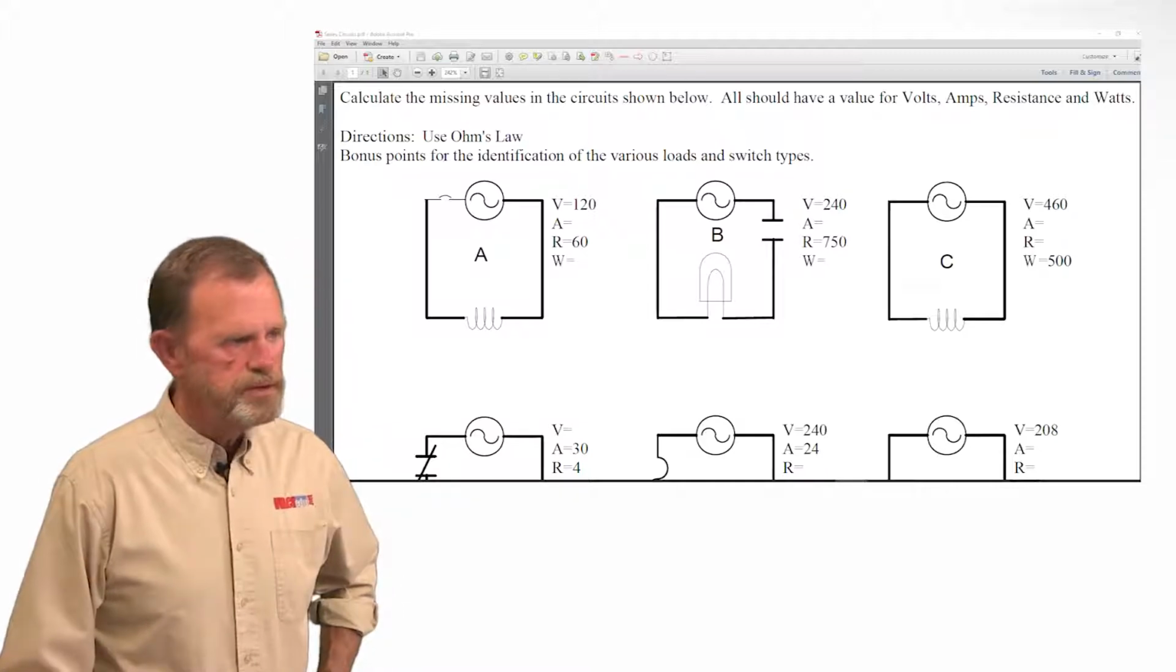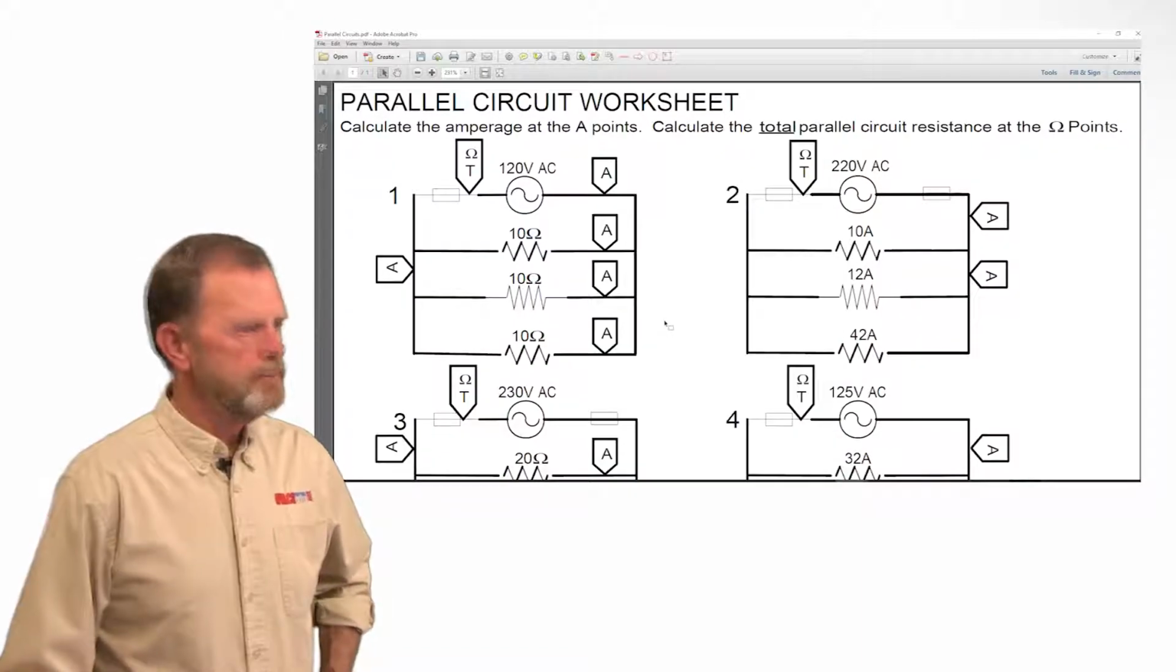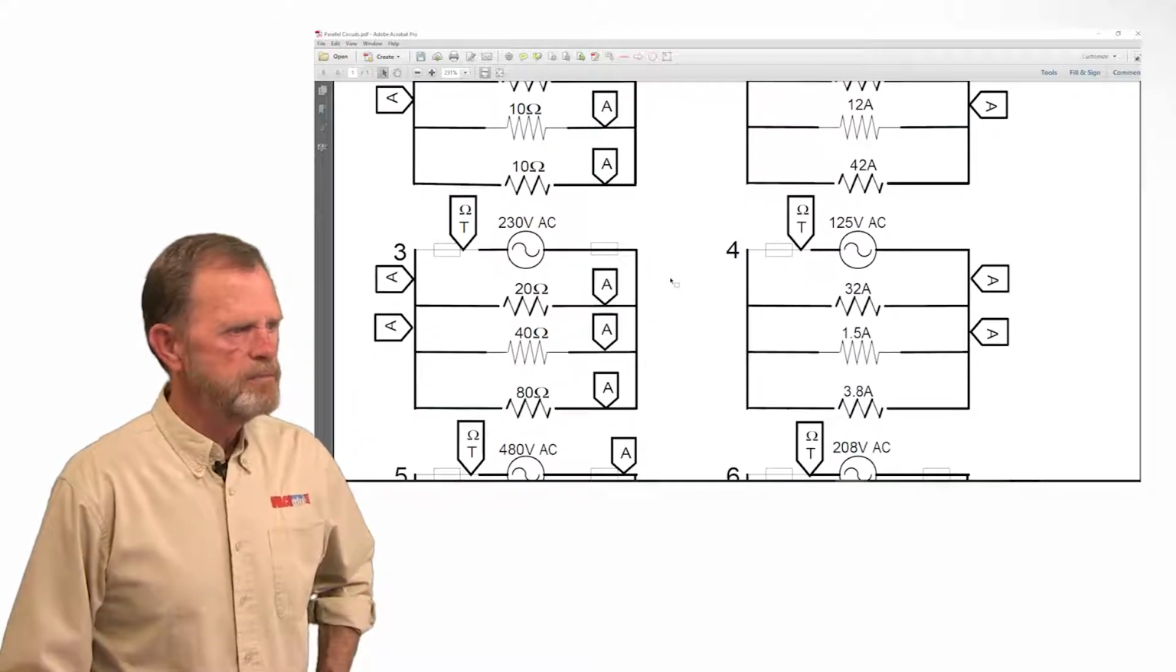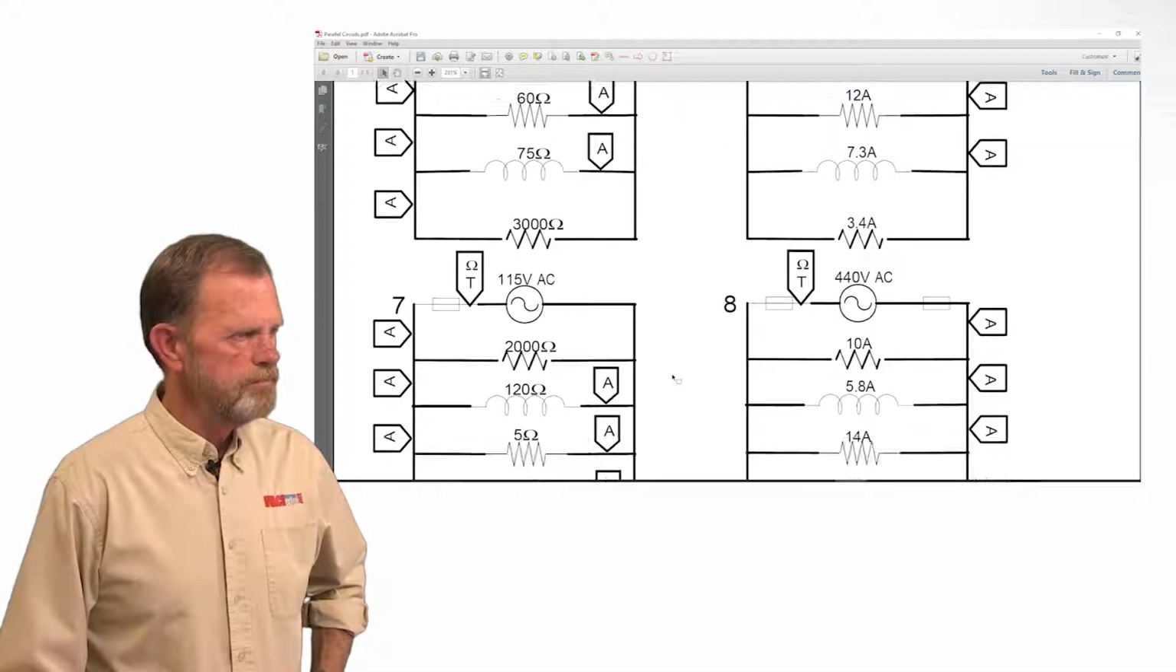And we also have this one, this worksheet for parallel circuits. Same thing. Going to give you the ohms resistance. We want you to know the amperage, and then give us resistance total.